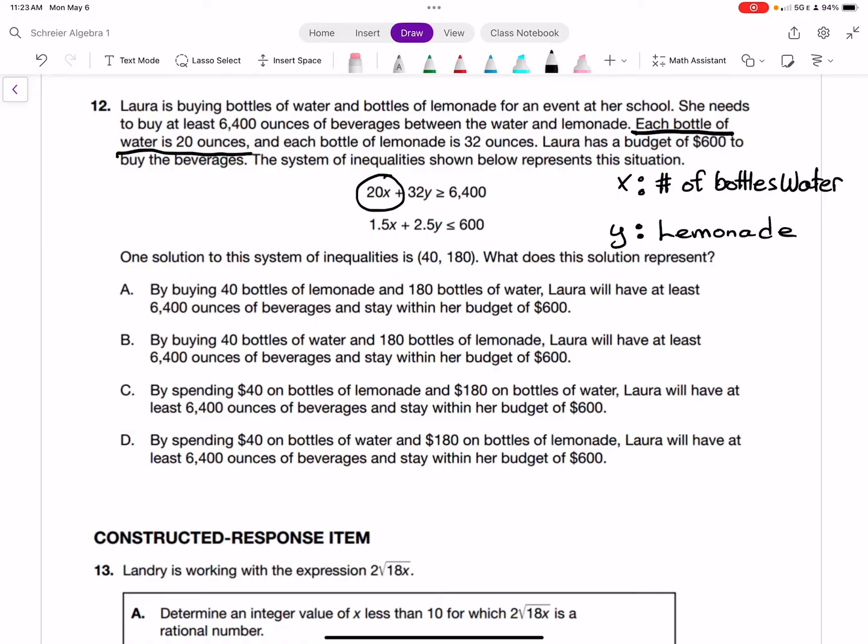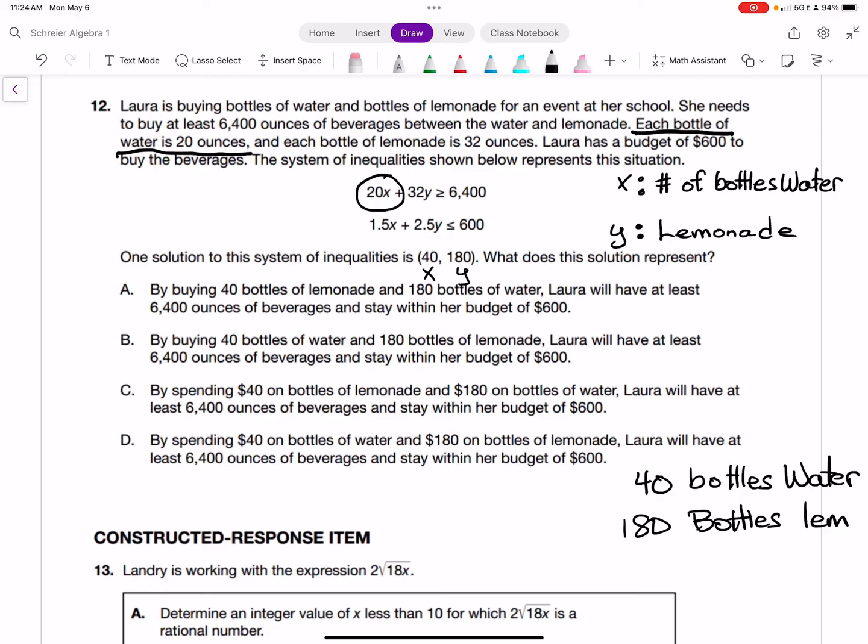So points are in the form X, Y. So 40 represents the number of bottles of water. So we have 40 bottles of water. And then Y has to be the lemonade. So it looks like we have 180 bottles of the lemonade.